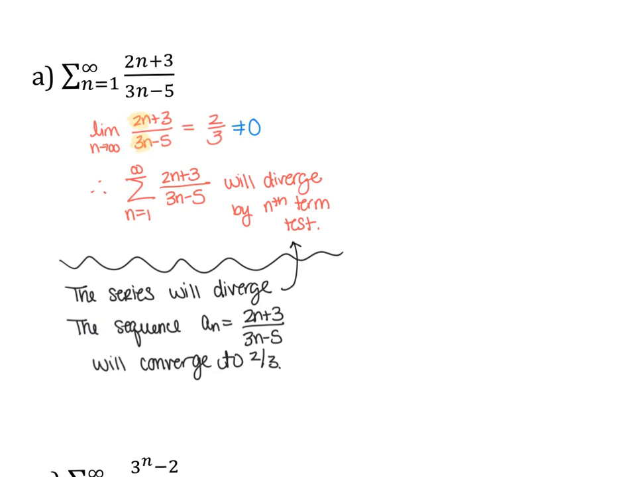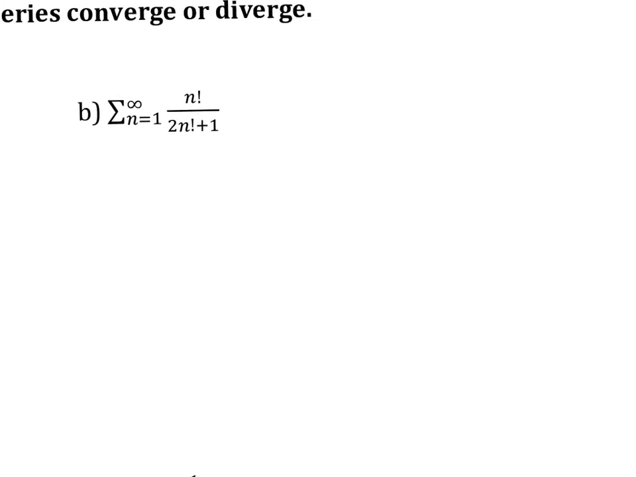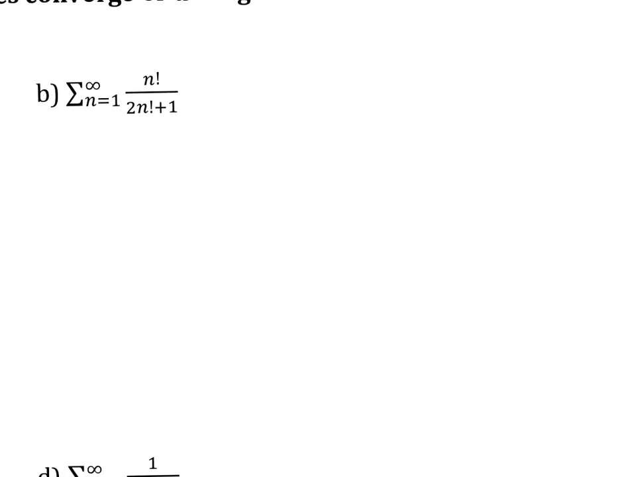All right, let's look at B. I know I've got 4 examples here. We're going to go through A, B, C, and D. All right, so here I'm looking at the sum from n equals 1 to infinity of n factorial over 2 times n factorial plus 1. So let's take a look, and let's do the limit as n approaches infinity of n factorial over 2 times n factorial plus 1. So think about what's happening as n goes to infinity.